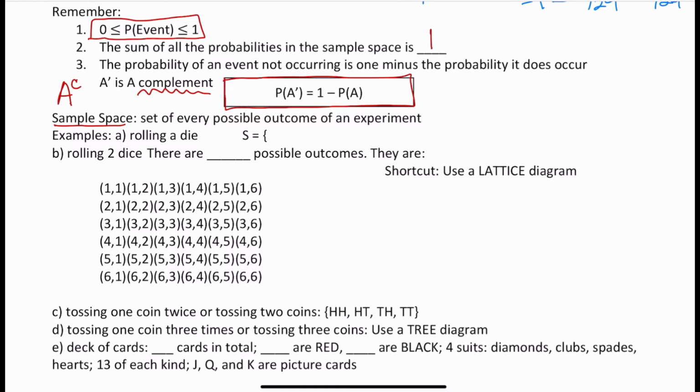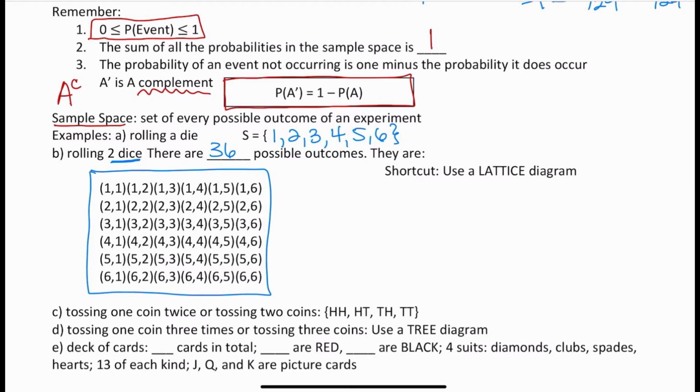Examples are rolling a die. When you roll a die, the sample space is 1, 2, 3, 4, 5, 6. So in a normal die, there are 6 sides. If you have 2 dice, then there's a total of 36 different possible outcomes. And those 36 possible outcomes, I have listed them for you right here. So you can get 1,1; 1,2; 1,3; 1,4; 1,5; 1,6; and so on until you get to 6,1; 6,2; 6,3; 6,4; 6,5; 6,6.